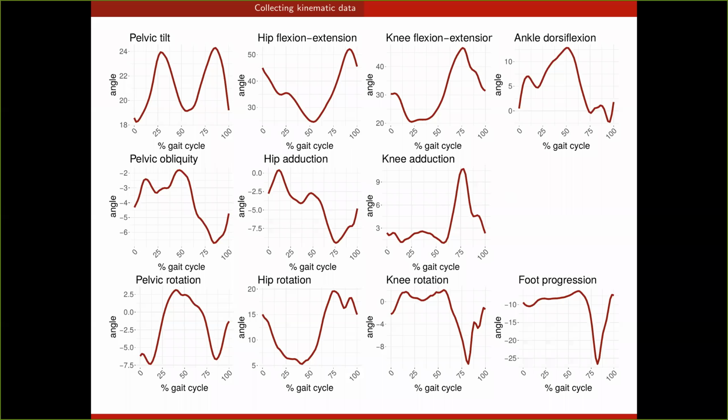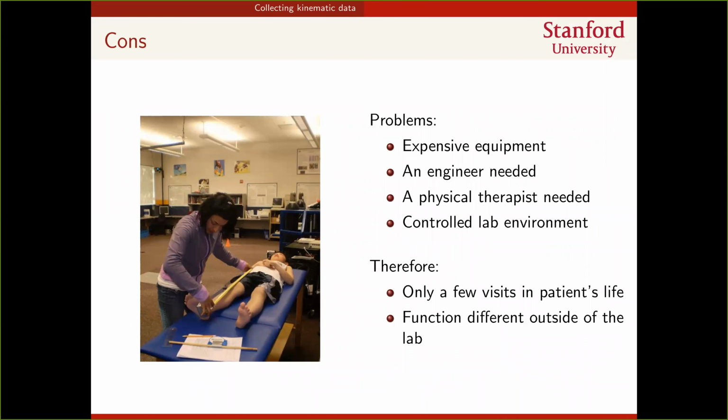Now, this is all great. So this is a very quantitative and very accurate way to assess human movement. The problem is that there are multiple problems. First, the cameras that I've showed you are super expensive. The motion capture system can cost around $100,000, so not every clinic can afford it.